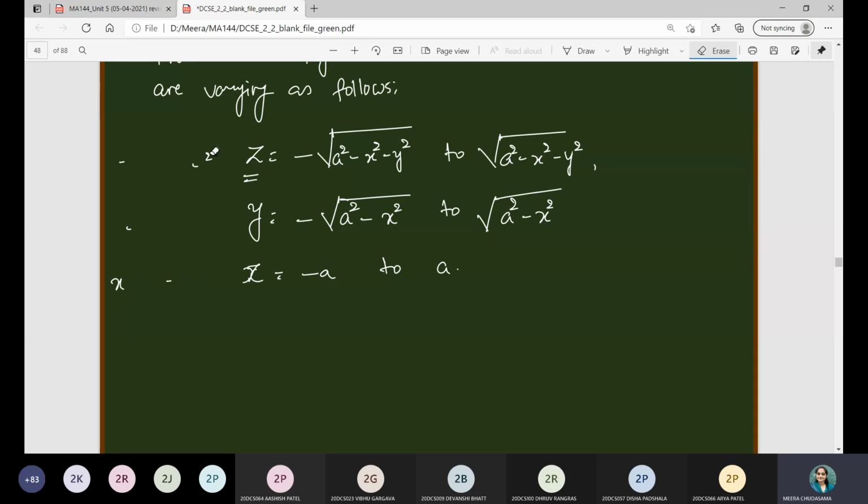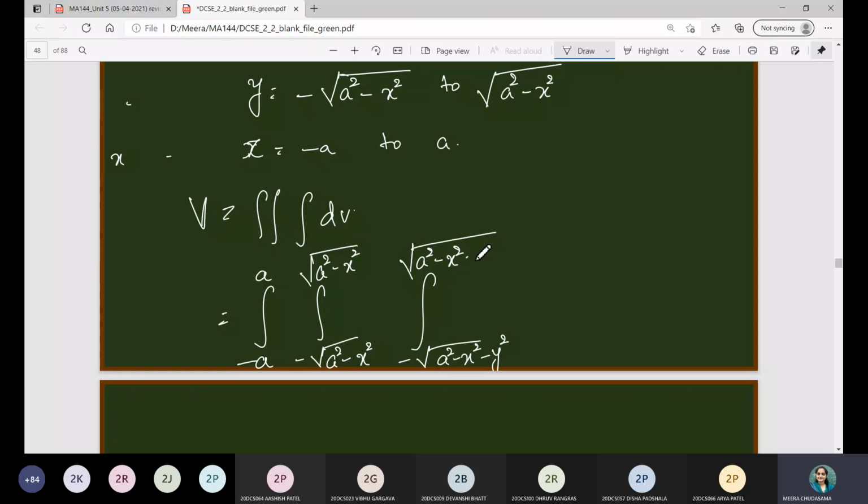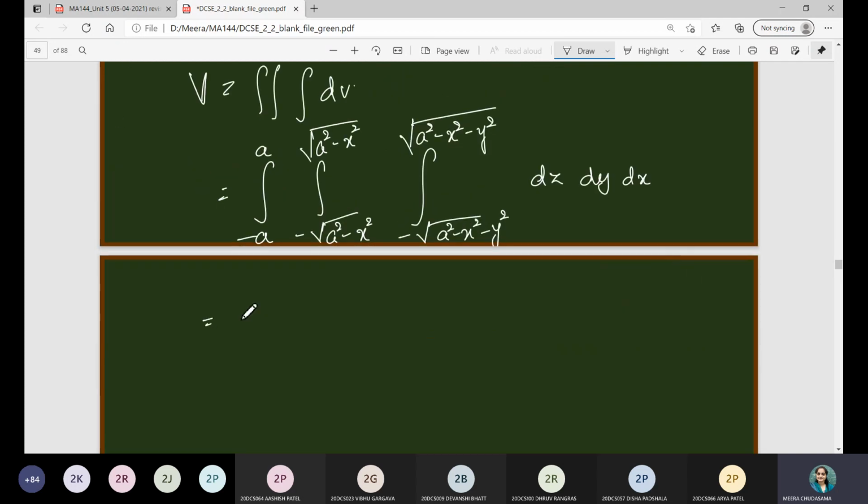So we will start with dV, this triple integration dV. First of all, we will write the limits: minus a to a, then minus square root of a square minus x square to positive square root of a square minus x square, and then minus square root of a square minus x square minus y square to positive square root of it. So dz first, then dy, and then finally the constant limits, that is dx, so minus a to a as it is.